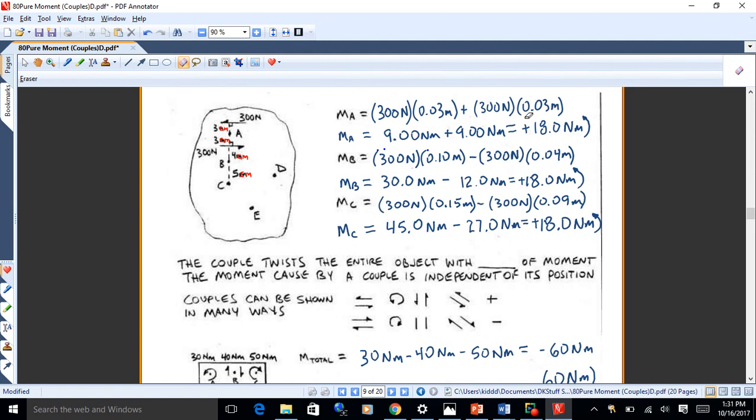These are pretty easy for this because you do have the same forces. As long as the forces have the same offset, they're going to affect every point on that object the same, with 18 Newton meters, right? So it doesn't really matter where you are on the object. Every point is being twisted by 18 Newton meters. We okay with that? Okay.